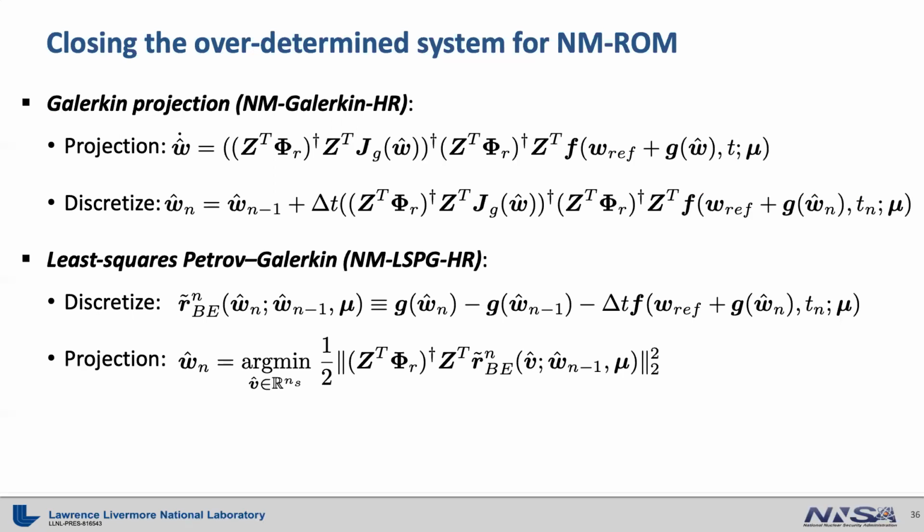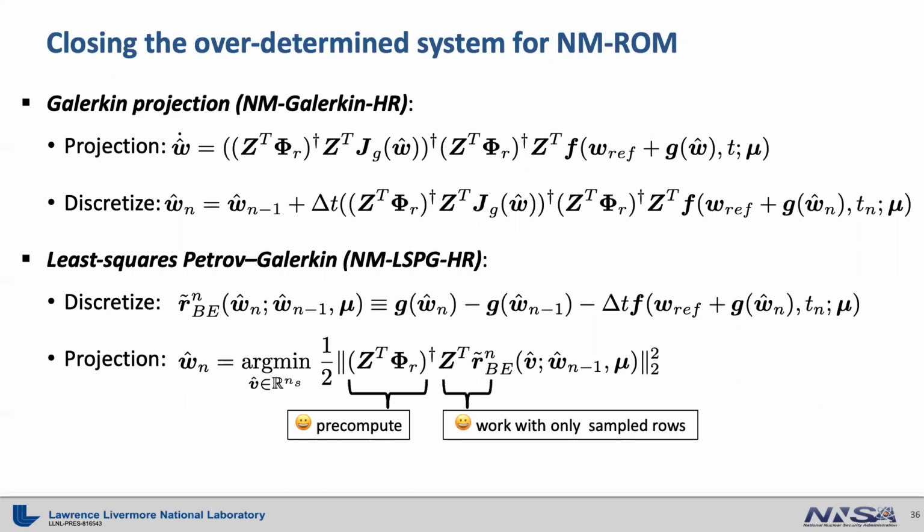Another projection approach is the least-squares Petrov-Galerkin method, where you discretize the time derivative first by applying a time integrator, for example backward Euler, and get a fully discretized system of equations. Then you close the fully discretized overdetermined system by taking the norm of the residual and minimizing it. Again, as you can see, many crazy looking terms are there, but they can be pre-computed.